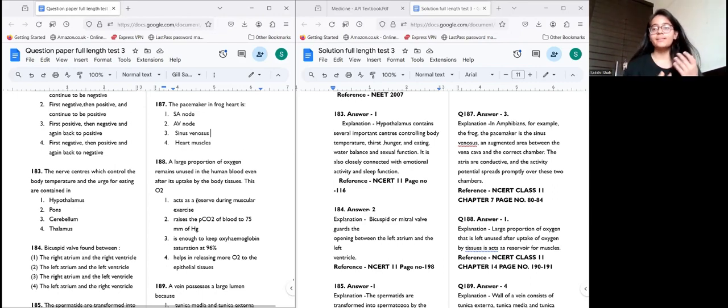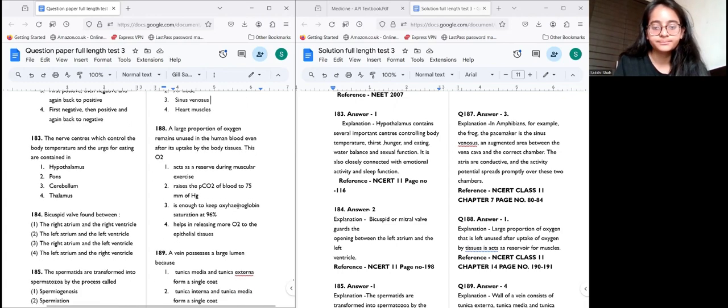So when we do muscular exercise, our muscles require more oxygen because otherwise they may have to perform anaerobic respiration. And the body tries to prevent going into the phase of anaerobic respiration as much as possible. So we store a little extra oxygen. After that is also used, the body will start performing anaerobic respiration and lactic acid will be produced, which causes muscle aches, that is myalgia. So the oxygen that is stored in the body tissues acts as a reserve during muscular exercise. Answer for 188 is option number 1.